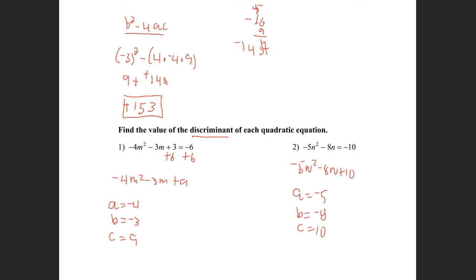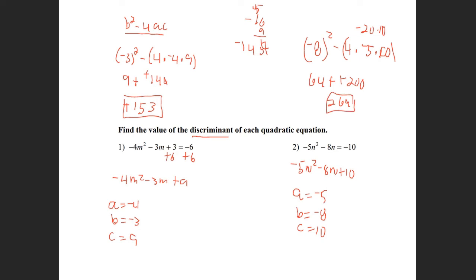Okay, so -8 squared minus 4 times A times C. Oops, C is 10. All right. So -8 squared is 64 minus 4 times -5, so that's -20 times 10, so that's -200. So that's a minus sign there, so I change it. So that's -264. So that would be my discriminant.